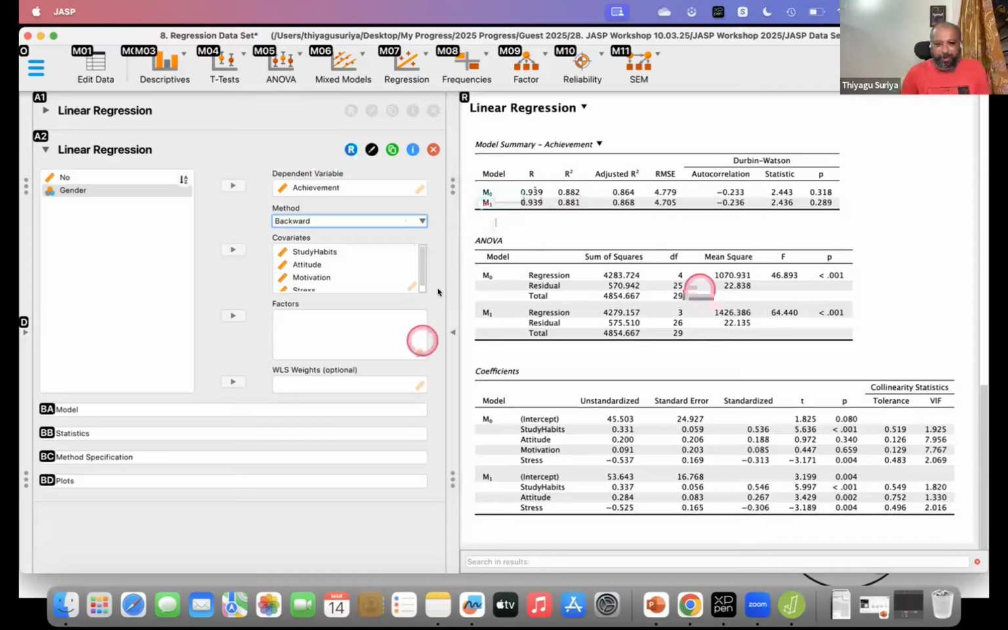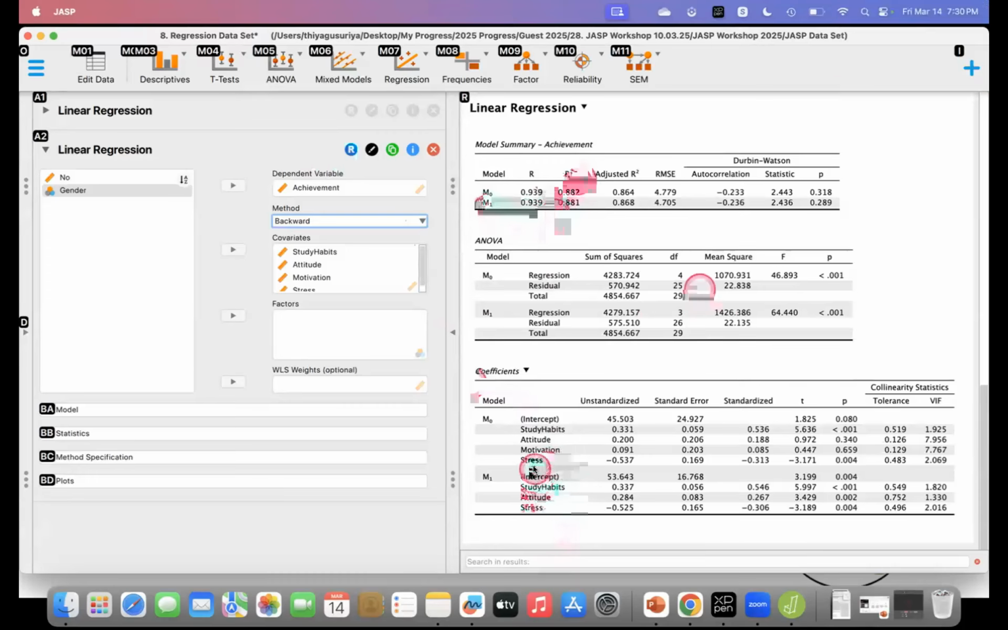M0 is for the entire set. But we can go with M1 only. M2, M3 is not there. Why? Because it's reducing only one variable. You can see the same results. Study habits, attitude, stress, the M1, which may be removed.